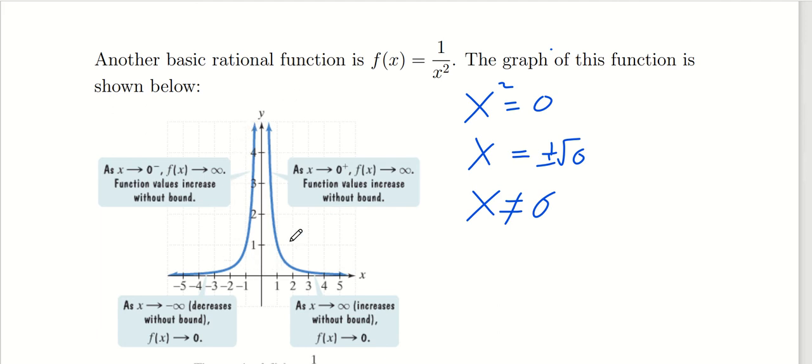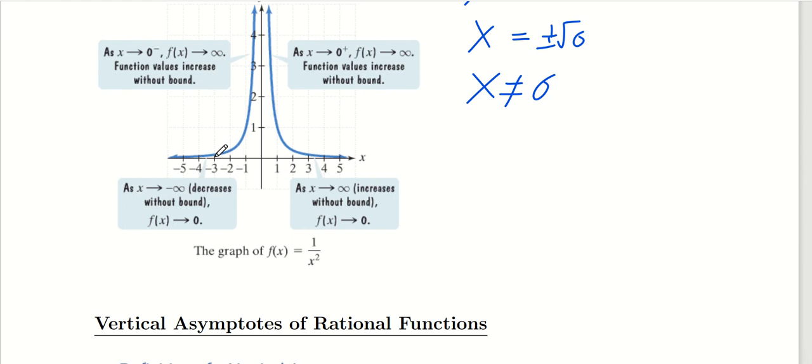We can make a table of values if we need to, but what you would find is that as we approach 0 coming in from the left-hand side, we see that the function values approach positive infinity. We can summarize it like this. If we approach 0 coming in from the right-hand side, we once again see that the function values are approaching positive infinity. Using the approach notation, we can write it like this.